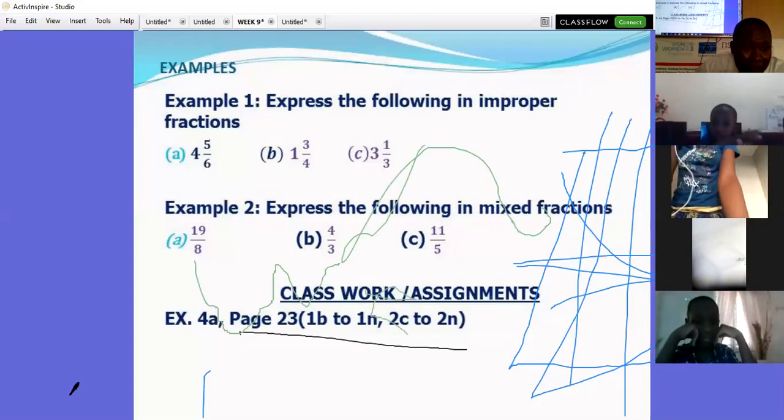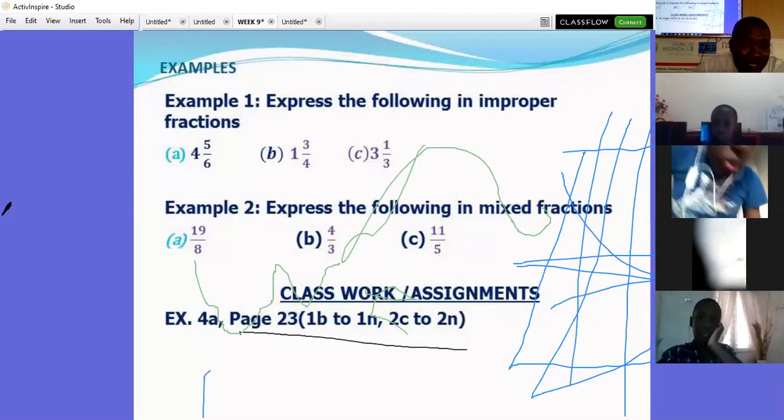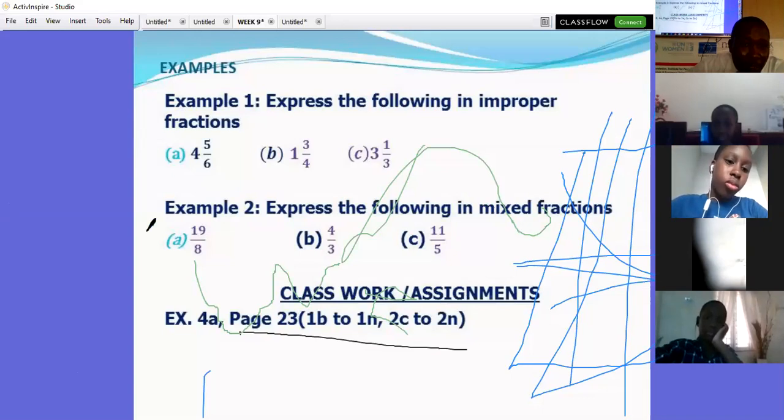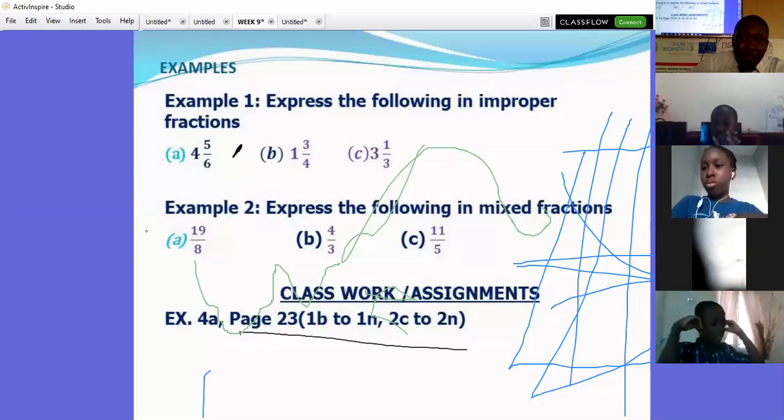10 over 4, you said? 10 over 4, okay. According to what she said, an improper fraction is a fraction with the numerator higher. Thank you. Let me redefine an improper fraction again: it's a fraction in which the numerator is higher than the denominator. Now we are to change the mixed fractions in example 1.